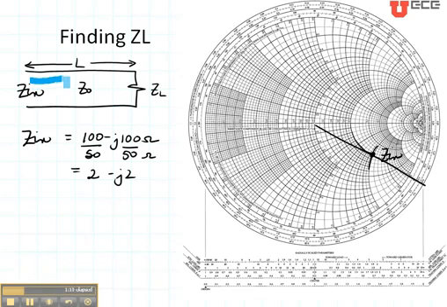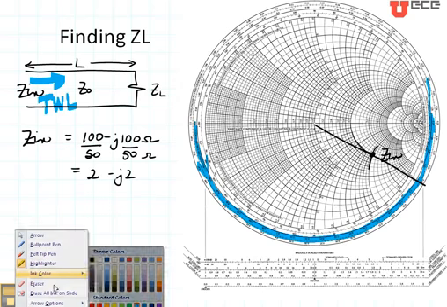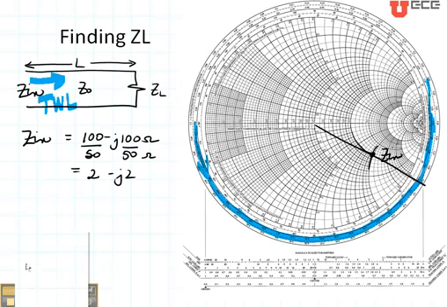Right here, that's towards the load. So I need to use a different axis. Right here, we've marked wavelengths towards the load, and it goes in this direction. So this axis is the one that I'm going to be measuring for this example. Now let's say that my line is again 0.2 wavelengths long.